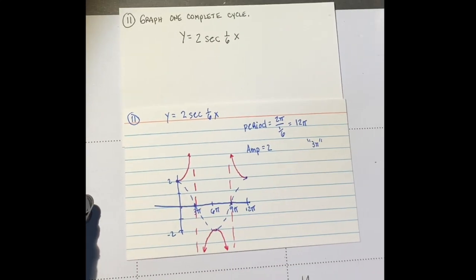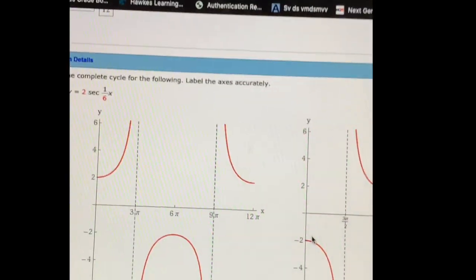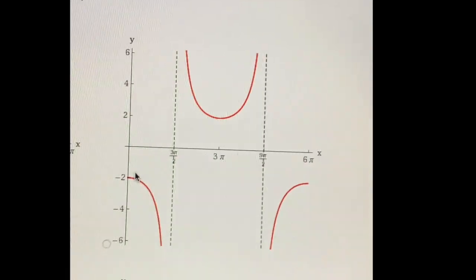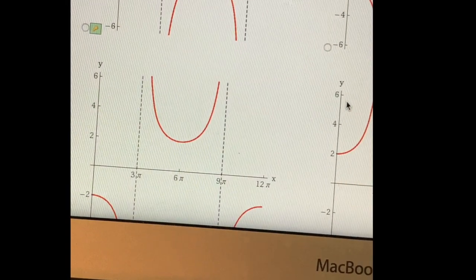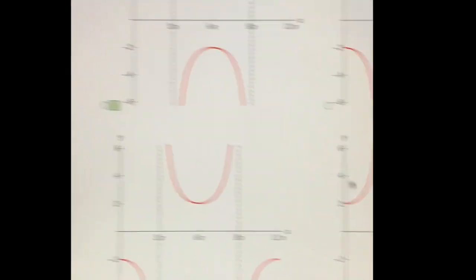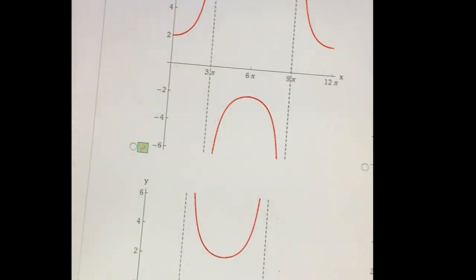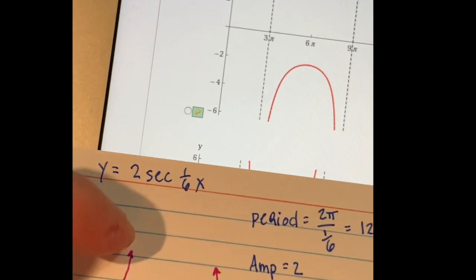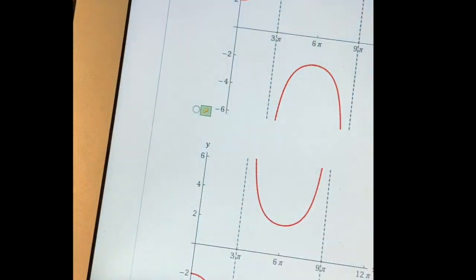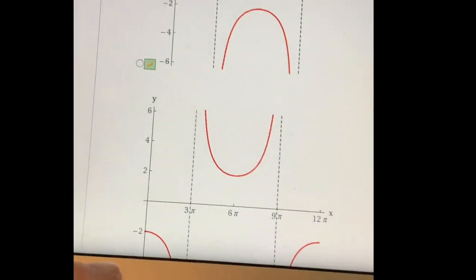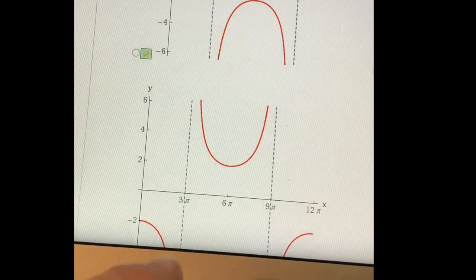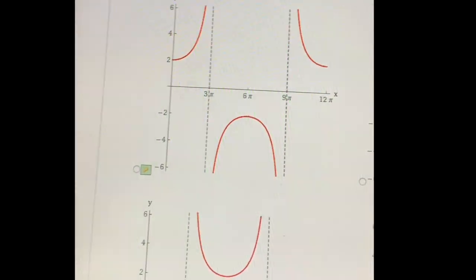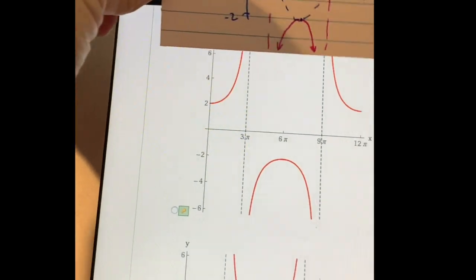All right, so first of all, let's check the period. It should go from 0 to 12 pi, and this one does. See if there's any other ones that do. Yeah, there is. Okay, so I got these two. So it's one of these two. Notice my first, between 0 and 3 pi, opens up, and then between 3 pi and 9 pi opens down. So that rules this one out. So it has to be this one. So that one matches exactly what mine does.